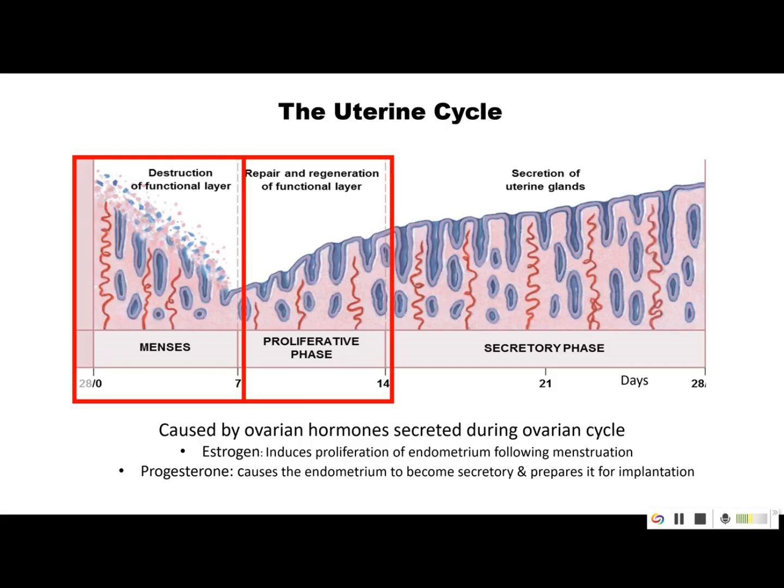The proliferative phase follows the destruction of the functional layer. Under the influence of estrogen secreted by the developing follicles, the functional layer of the endometrium is repaired. The progesterone secreted by the corpus luteum causes the endometrium to become secretory and packed with blood supply in the secretory phase of the uterine cycle in preparation for implantation.